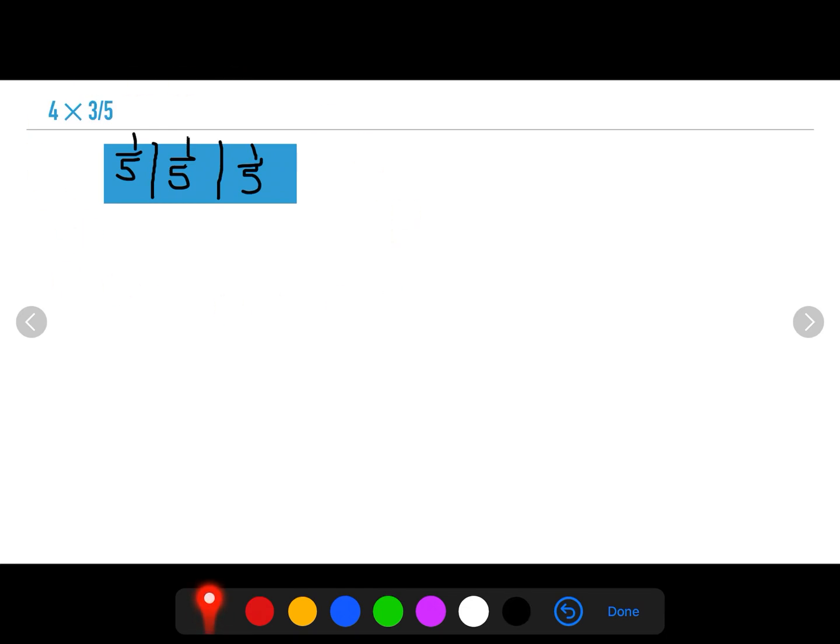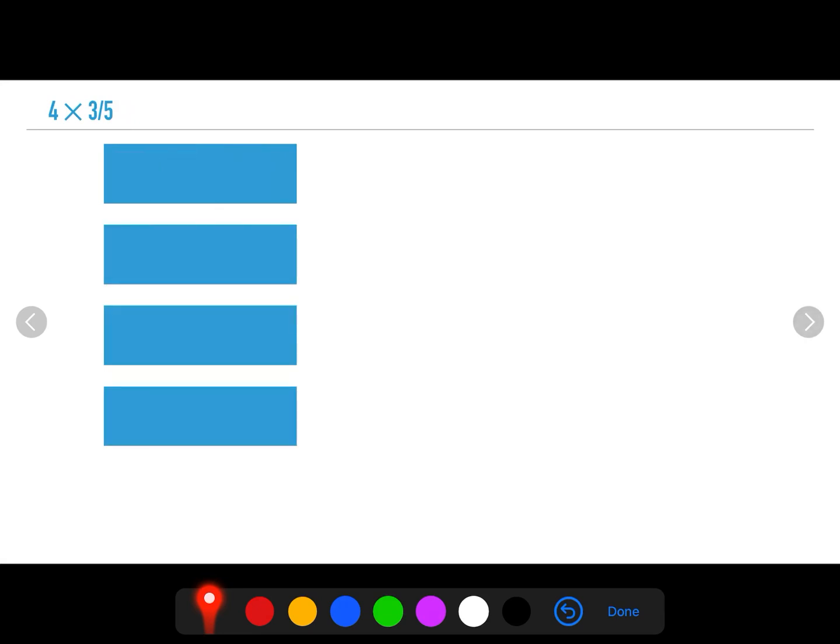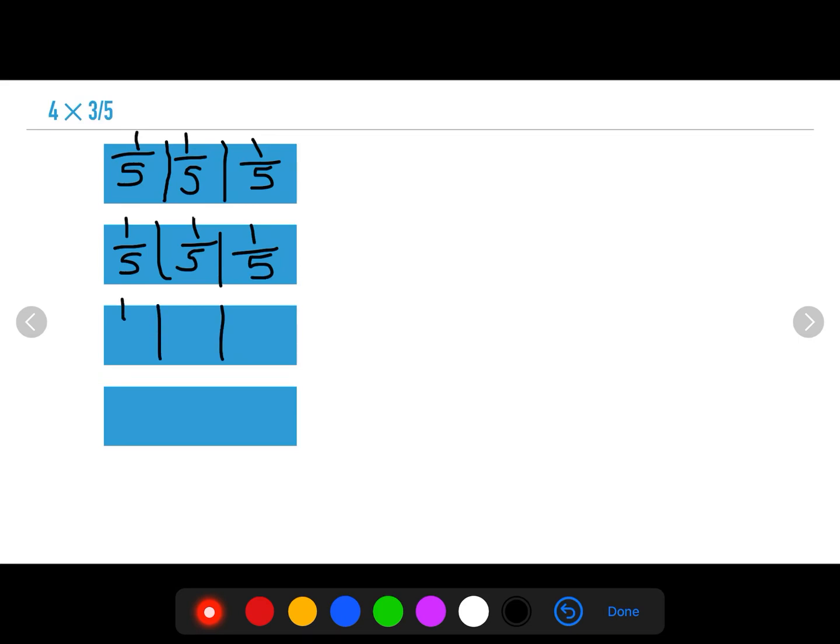How many copies do I have on my screen? Yeah, you're right. I only have 1 copy. How many more copies do I need to draw in order to match the equation 4 times 3/5? That's right, I have to draw 3 more copies of 3/5. 1, 2, 3, 4. I have 4 copies. Let's go ahead and fill in our copies. All right, you guys, I filled in my copies.